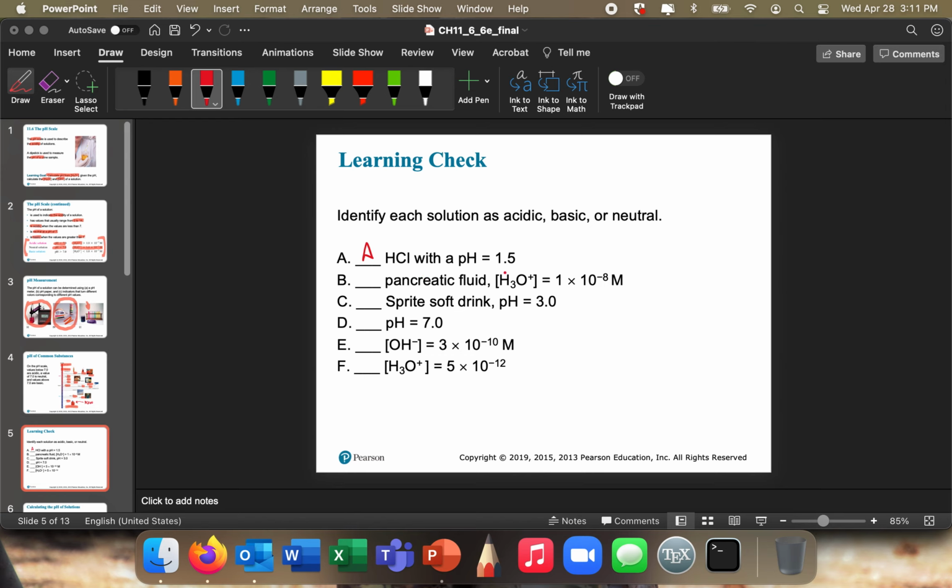Pancreatic fluid, which has a hydronium ion concentration of something less than 1 times 10 to the minus 8, is going to be basic because 1 times 10 to the minus 7 is neutral, right? And minus 8 is smaller. A soft drink, pH 3, that's acidic. pH 7 is neutral. The hydroxide concentration is smaller than 10 to the minus 7, and so this is going to be acidic. And the concentration of hydronium is smaller than 10 to the minus 7, and so this is going to be basic. All right.